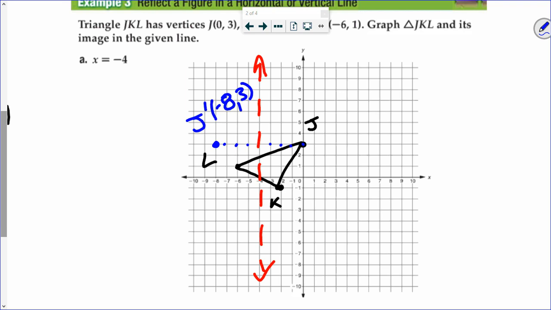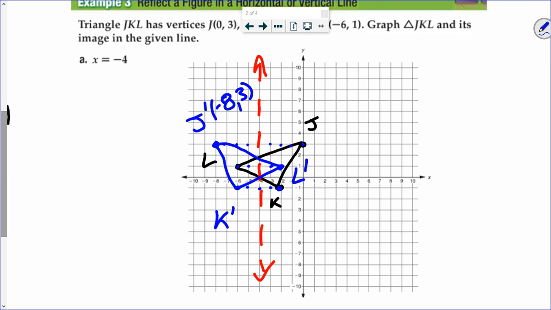All right, and then point L is at -6, 1. How many units is L from the line of reflection? L is 2 units from the line of reflection. So we need to go 2 units in the other direction, and there would be my point L prime. K is 2 units to the right of my line of reflection, 1, 2. So I need to go 1, 2 to the left, and there would be point K prime. Connect J prime, K prime, L prime, and the blue figure is my reflection.